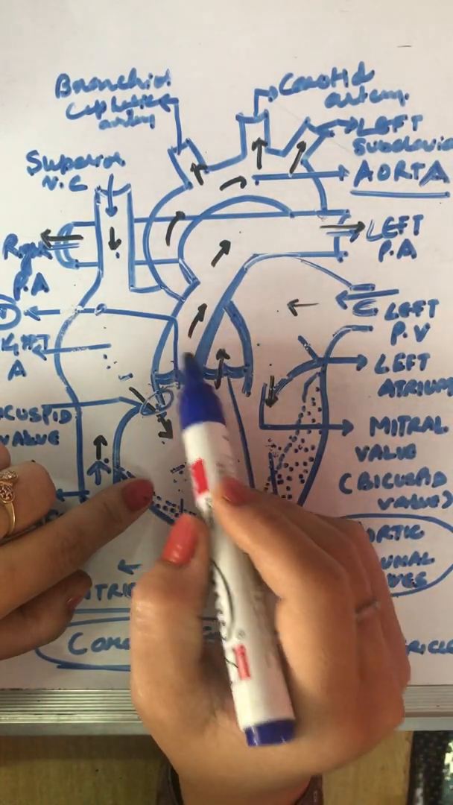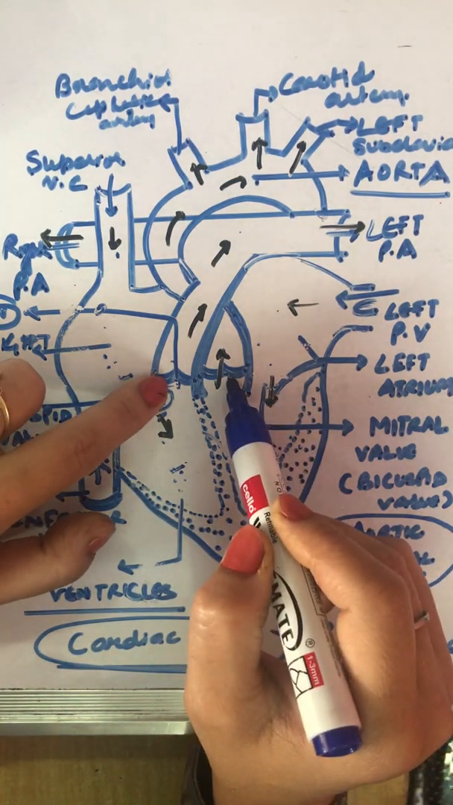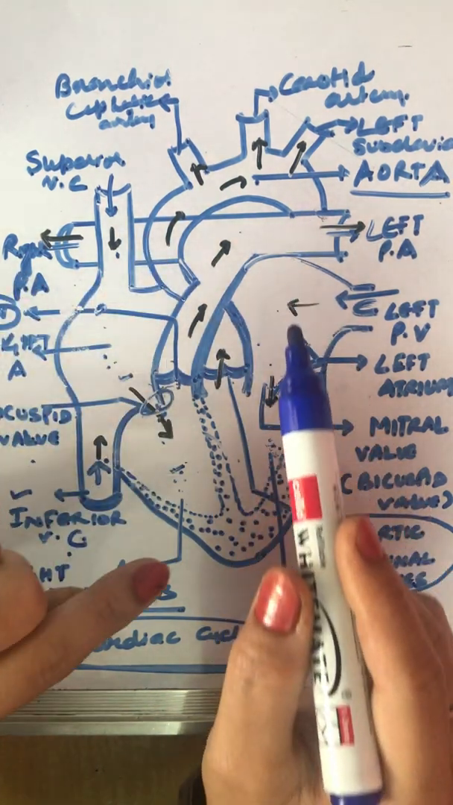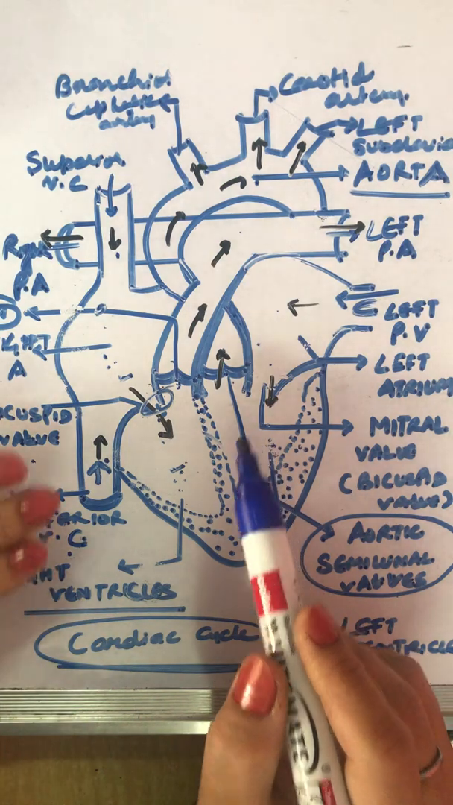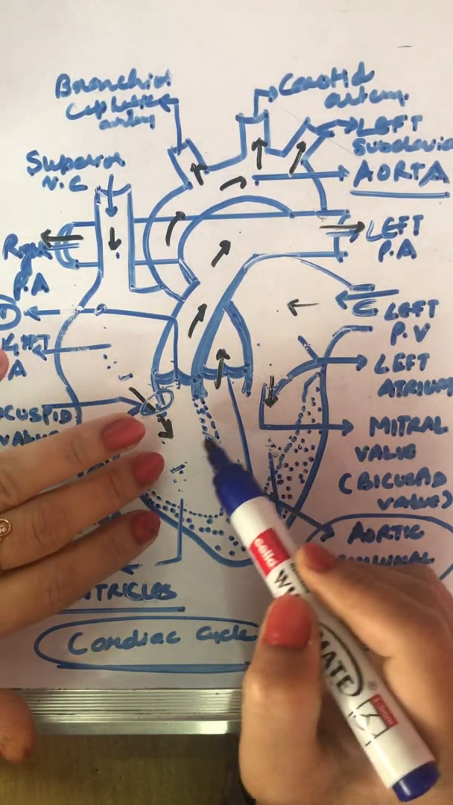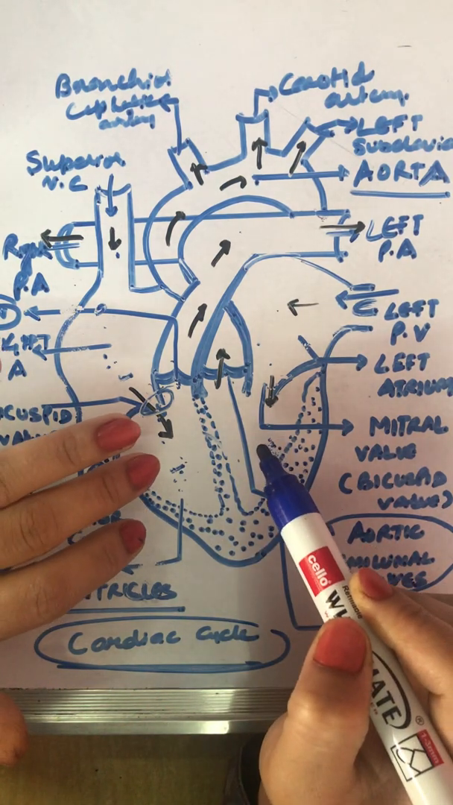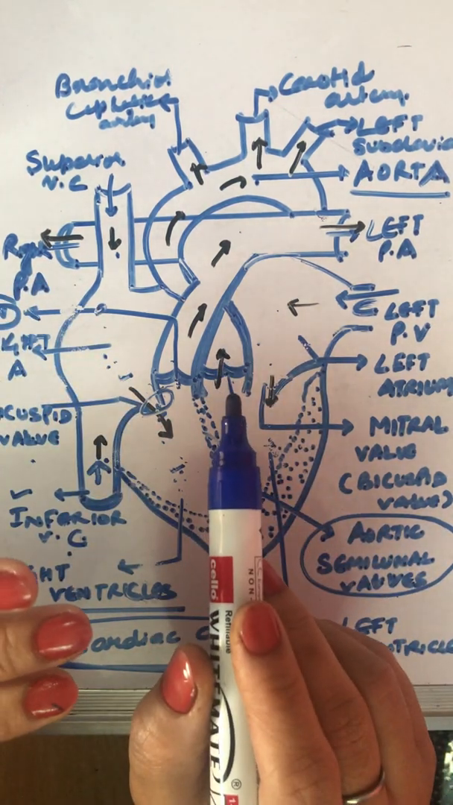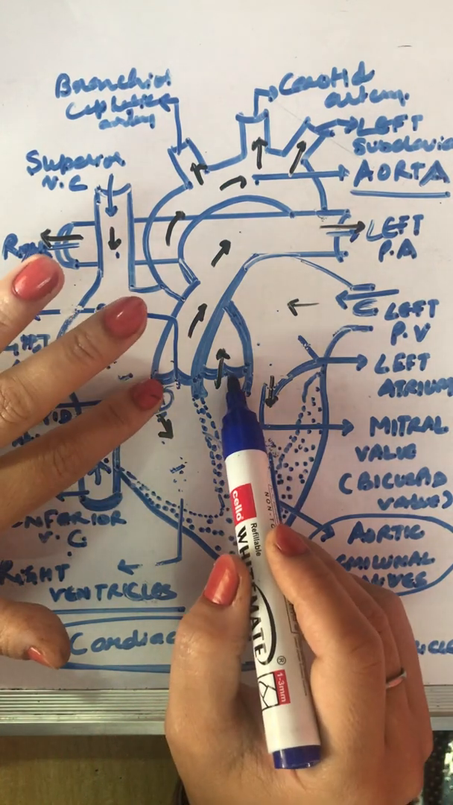And as the semilunar valves open, what will happen? Since these are closed, these will open and allow the blood flow to take place to the respective blood vessels. Ventricular diastole. Now the third part of it. Ventricular diastole, that means the relaxation of these ventricles. The ventricles will relax and the semilunar valves are closed. When this is going to relax, these are going to get closed.